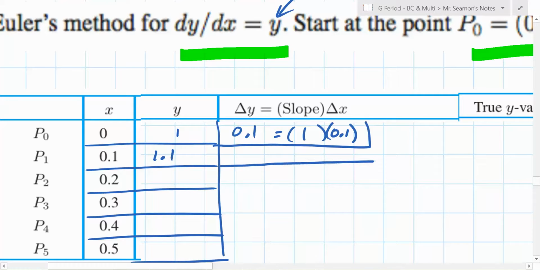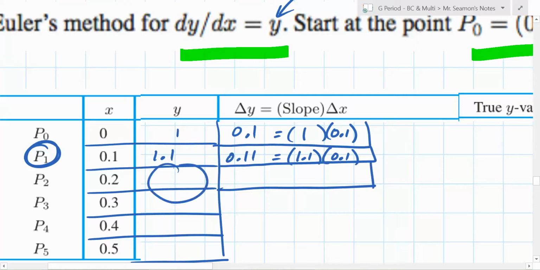So what do we do again? The same thing. What's our new point? What are we now at? The new P1 point is (0.1, 1.1). So we need to do the same thing. What's the new slope going to be? 1.1 is the new slope. What does delta x stay? 0.1. So what do we end up with? 0.11.